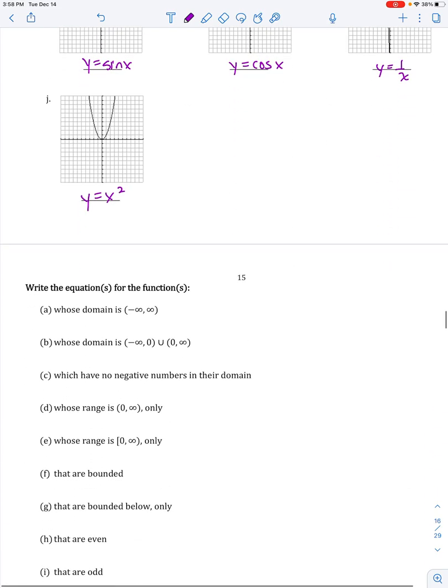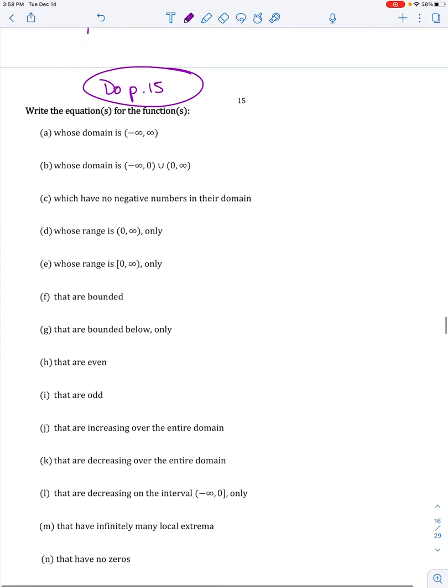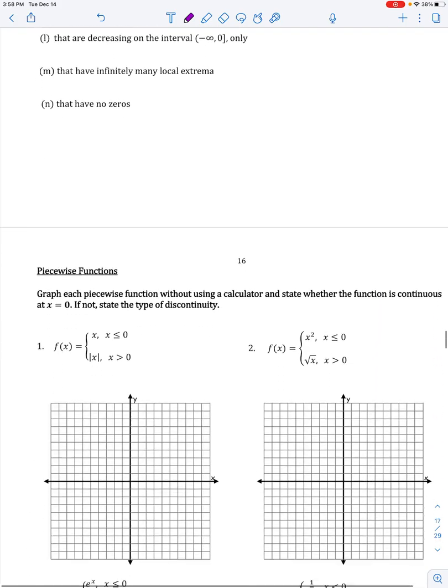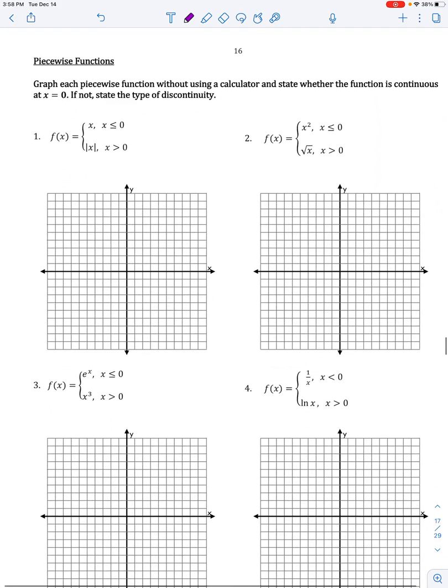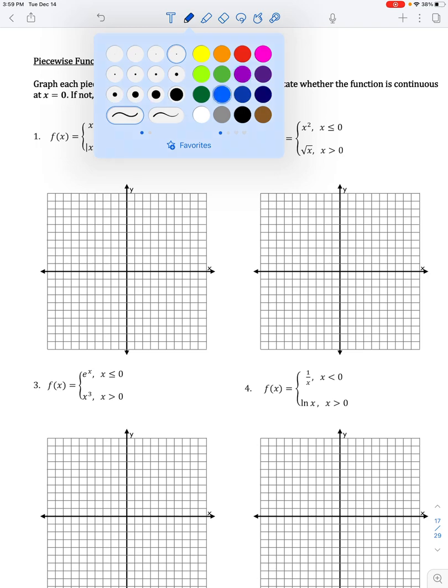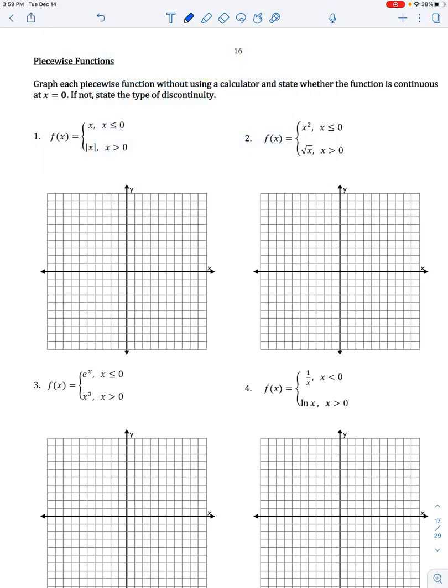So you're going to do page 15, and I'm going to have you guys submit that. I'm also going to show you a little bit more to catch you up, and this is on page 16, piecewise functions. So we're going to be graphing these using the 10 basic functions.